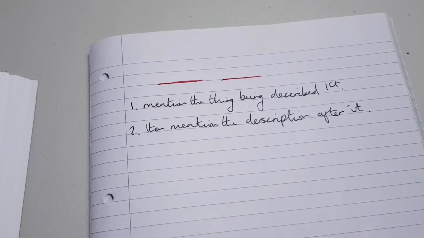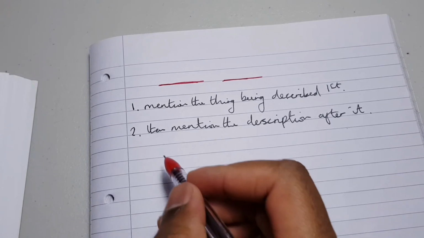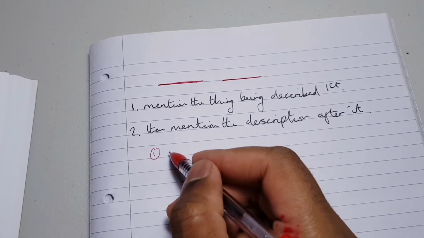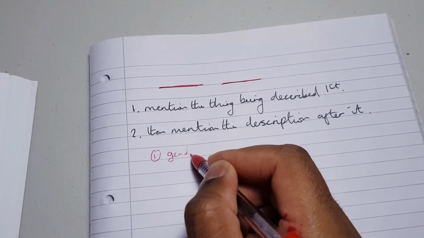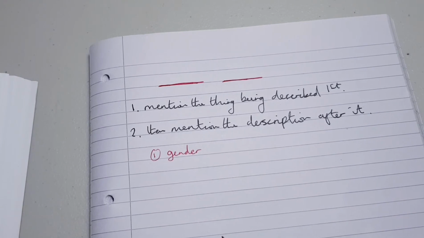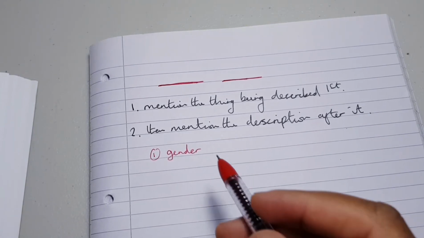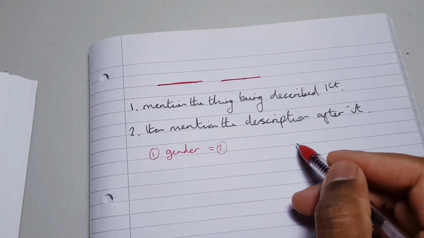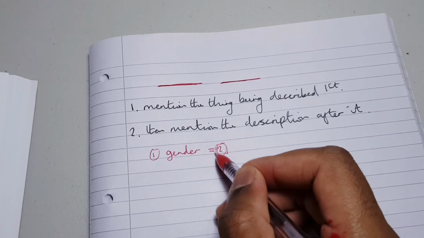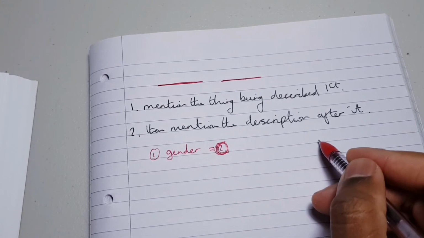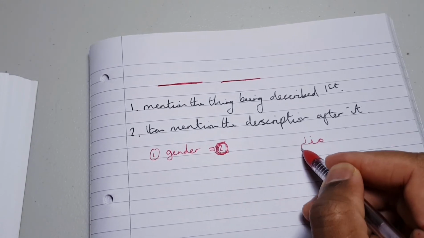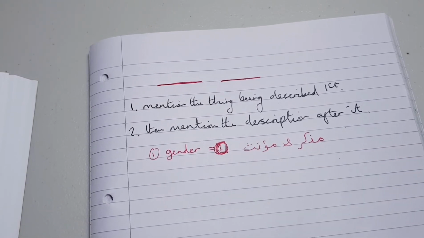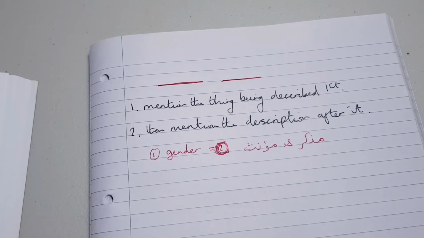What are these things that they have to match in? The first is they have to match in gender. And how many genders do we have? We have 2 genders, right? What are the 2 genders? We have mudhakkar and mu'annath. We have masculine and feminine. This is the first thing.